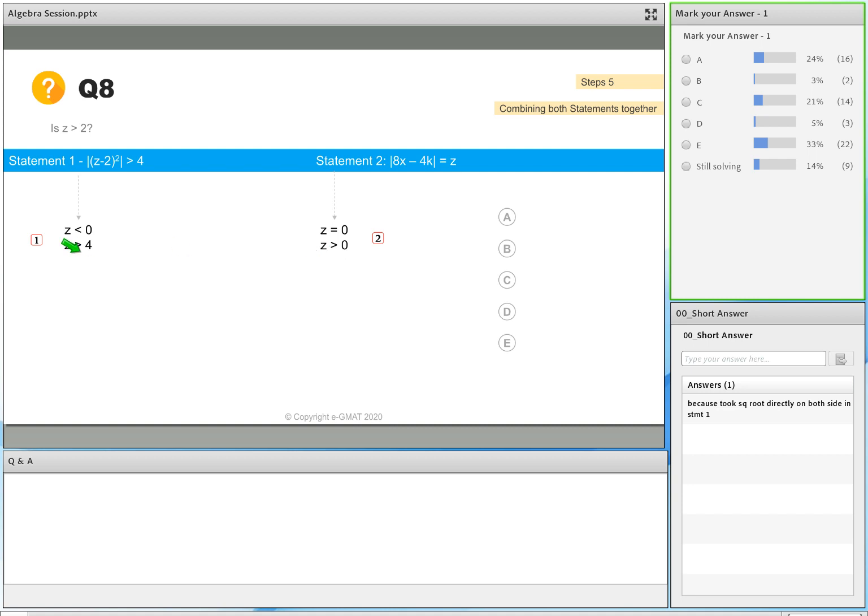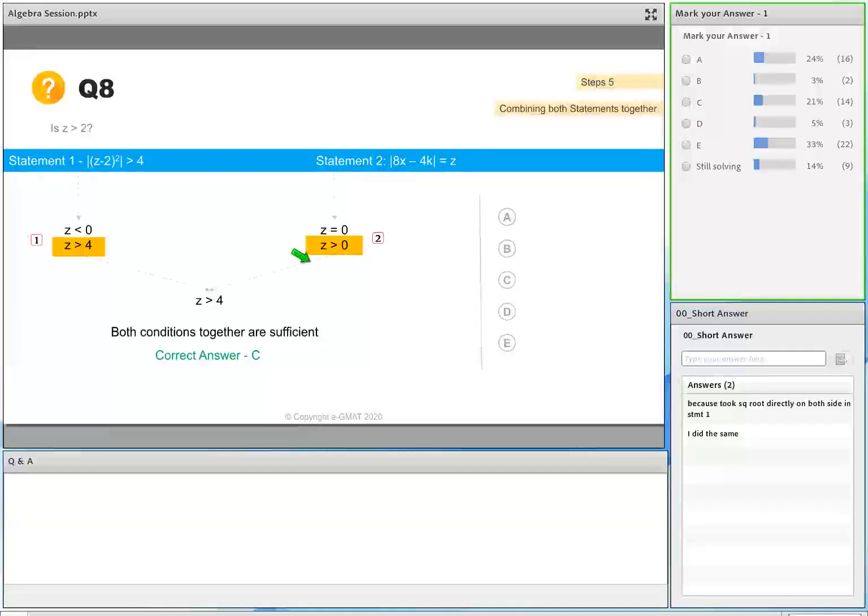So z greater than 4 is a possibility since I know it's greater than or equal to 0. But then equal to 0 is also rejected because that does not work in statement 1. So the only case that works in both of them is this. And when I write them together, what I really get is that z is greater than 4. And if it is greater than 4, it definitely is greater than 2. So the correct answer is C, and only 21% got this correct.